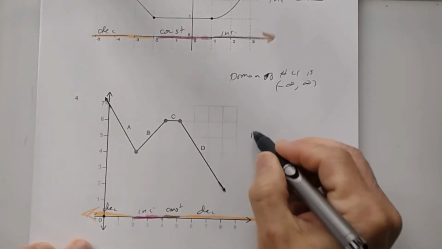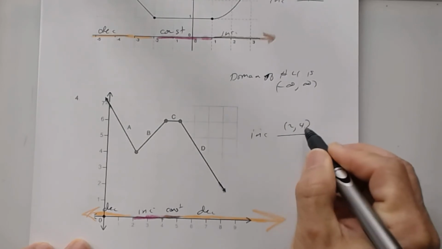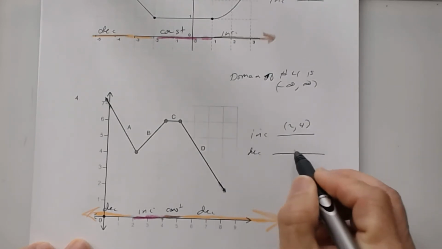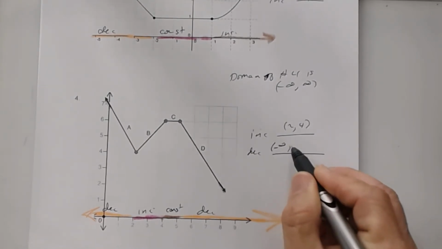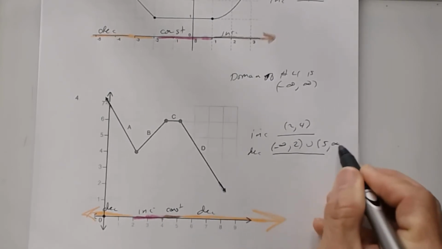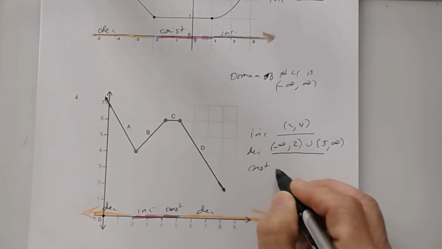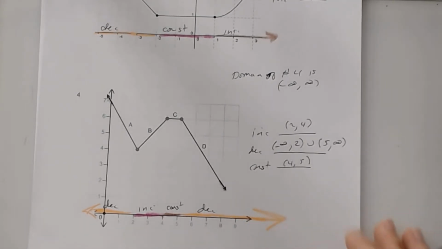And so where's it increasing? 2 to 4. Notice the parentheses. Where's it decreasing? 2 intervals though, right? Right. So you're going to say -infinity to 2, union, 5 to infinity. And then where's it constant? 4 to 5.